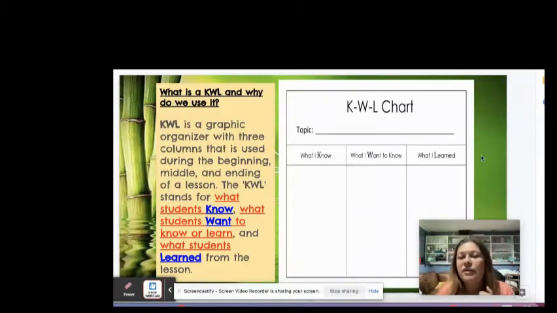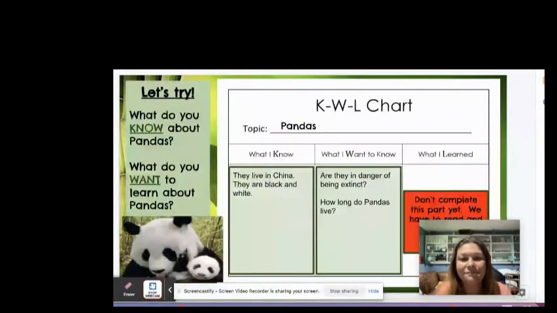So here's an example of a KWL chart. You would write the topic at the top. And again, what I know, you would write down what you know at the beginning before reading a book or looking at a lesson. Then what I want to know, while you're reading it, or even before you start reading, what do you want to know? And then when you're done reading, what I learned. Let's take a look at what this looks like when we use it.